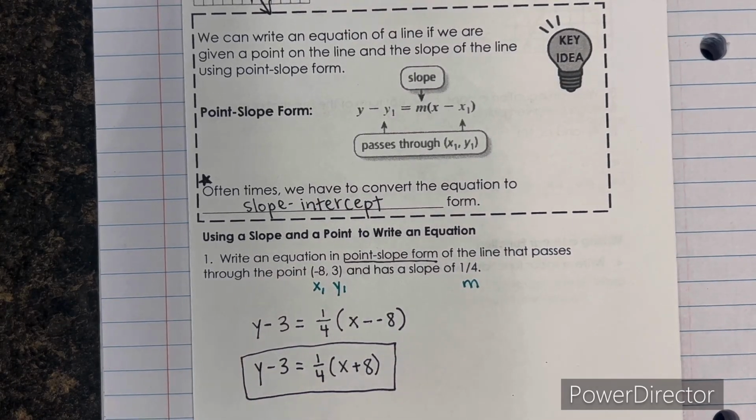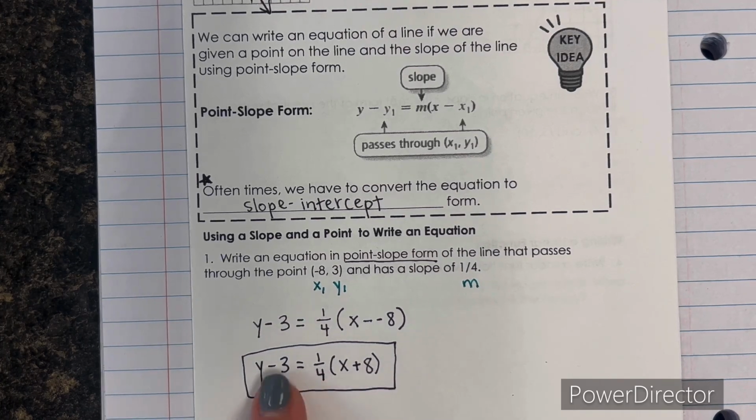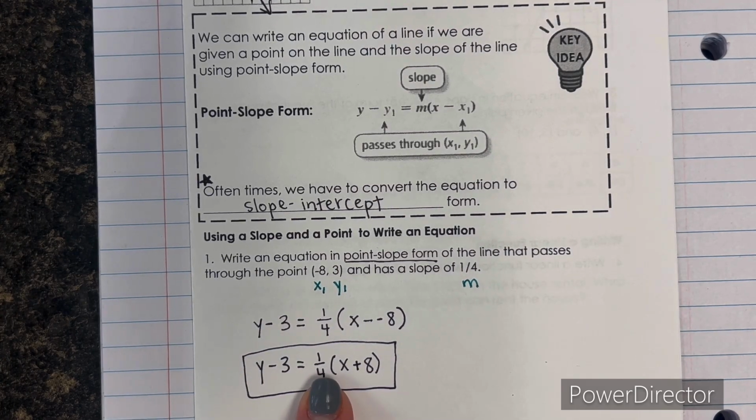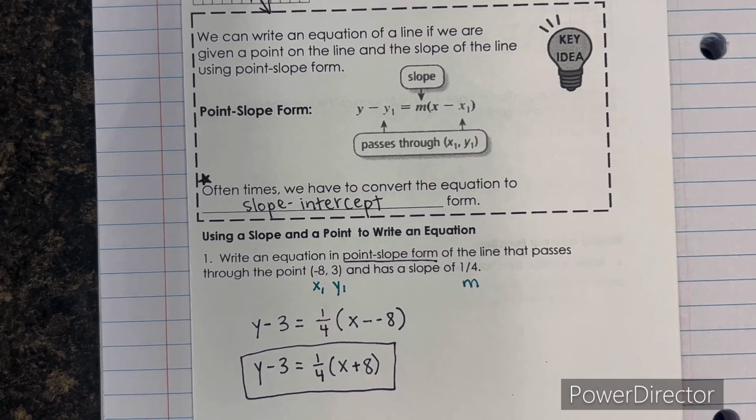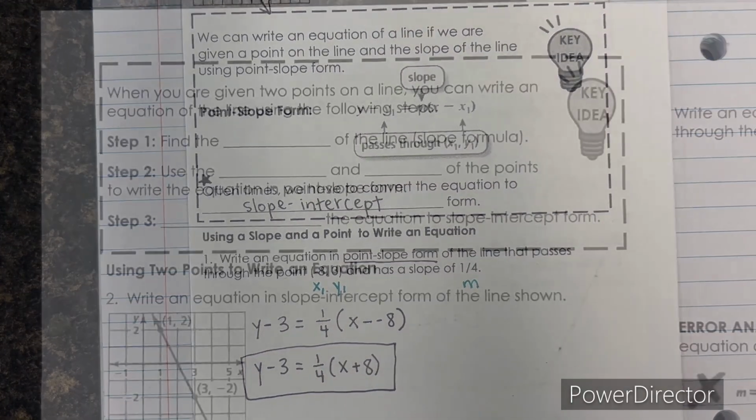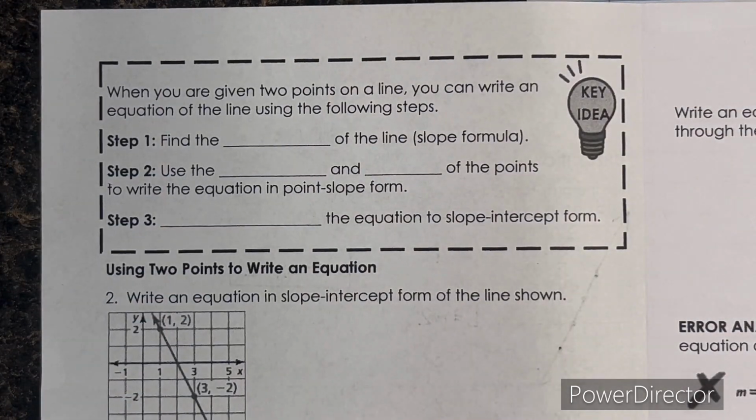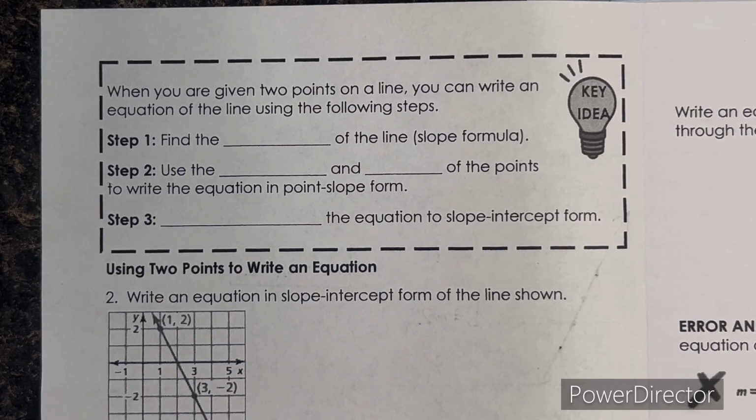Now, I will say this, the majority of the time, the questions that we encounter are going to ask you for the slope-intercept form, which is not this. It's easy to convert this into slope-intercept form, which is what we're going to take a look at on the inside. All right, now we're on the inside.